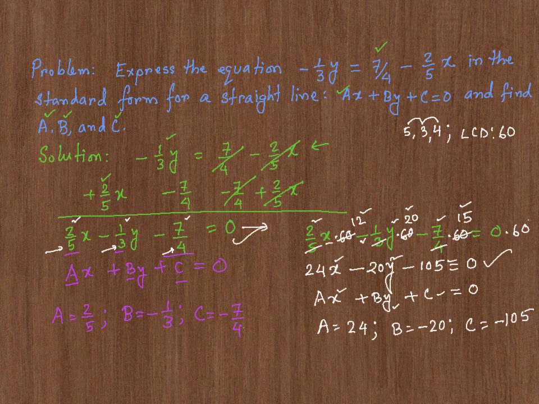Now look, if we multiply everything by the LCD, this equation becomes this, and the coefficients change. So remember, I mentioned in an earlier video that the coefficients are not really unique. They can be different values.